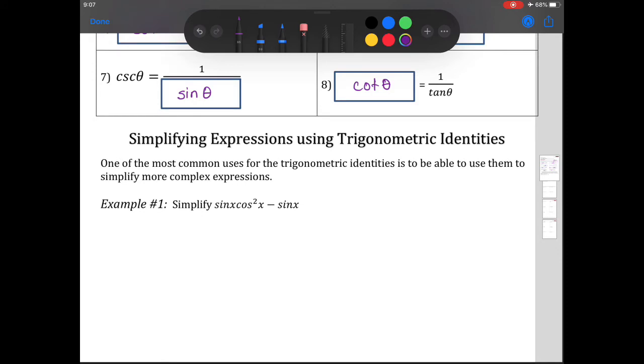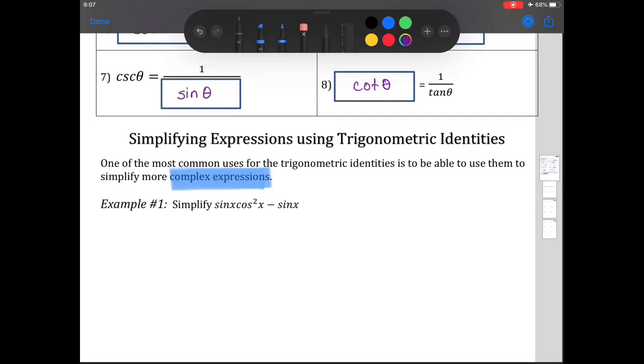So let's start with our lesson. Our lesson is simplifying expressions using trigonometric identities. One of the most common uses of the trigonometric identities is to simplify more complex expressions. That's where you need them. And as we go along, we'll see more and more of them.